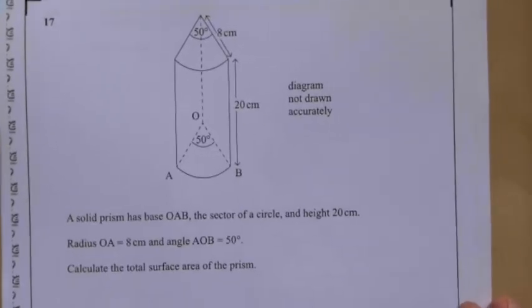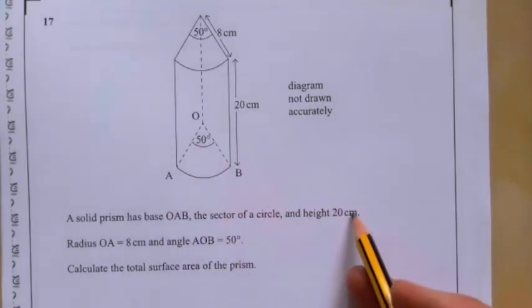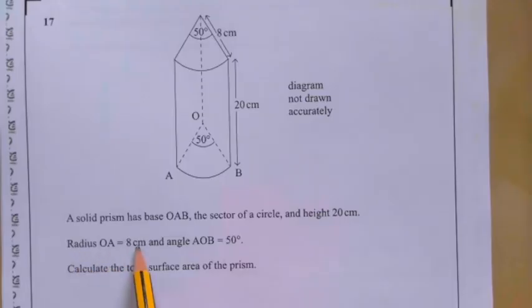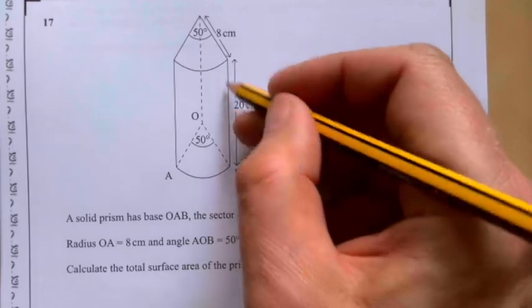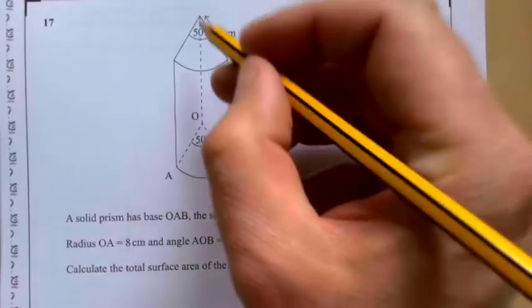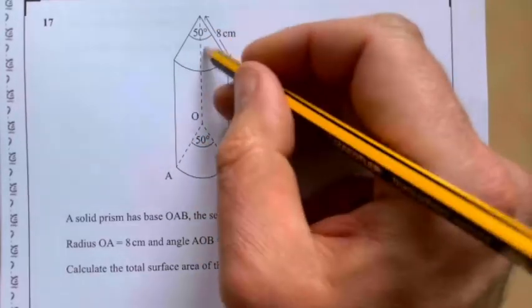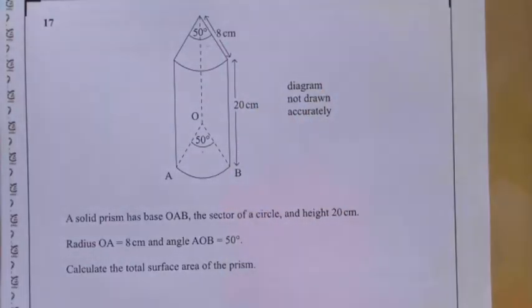Question 17. A solid prism has base OAB, the sector of a circle, and height 20 centimeters. Radius of OA is 8 and angle AOB is 50 degrees. Calculate the total surface area of the prism. So we need to work out then the arc length. If we can find the arc length, and times it by 20, that's going to give us then that wee curved bit. We then need to find the area of this sector, times that by 2, and then with two rectangles here which are 8 by 20 then on the other side.